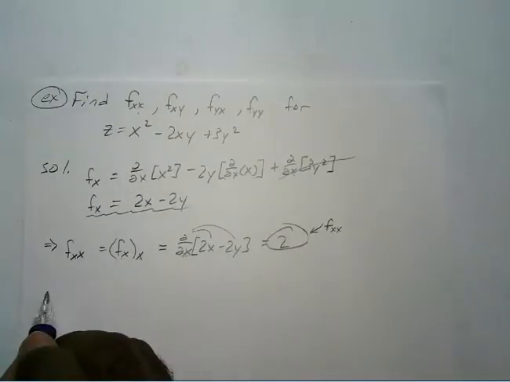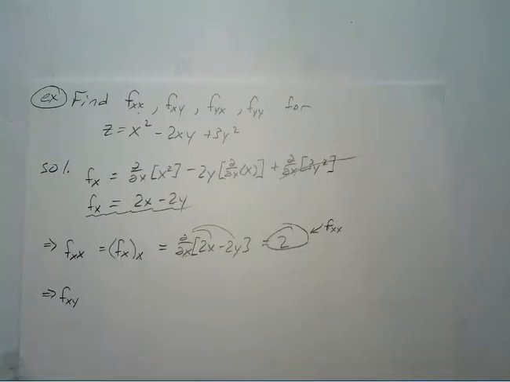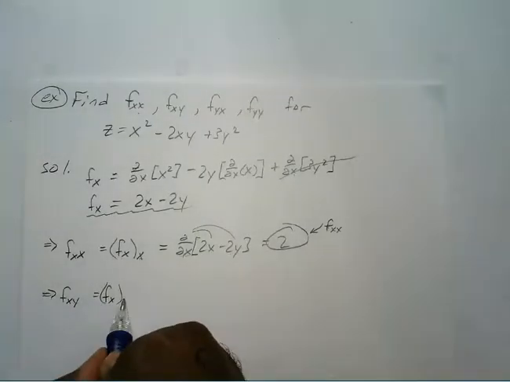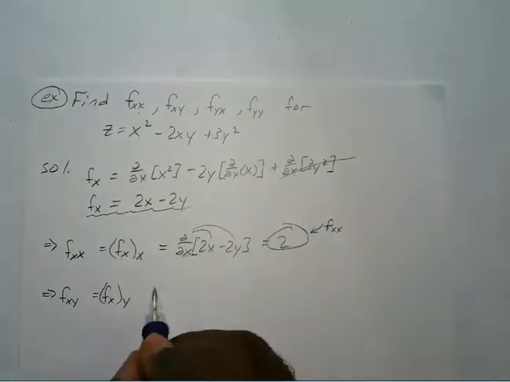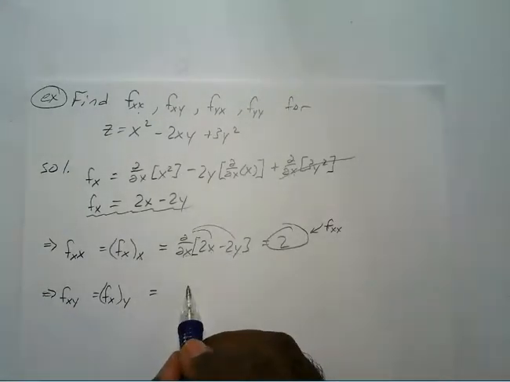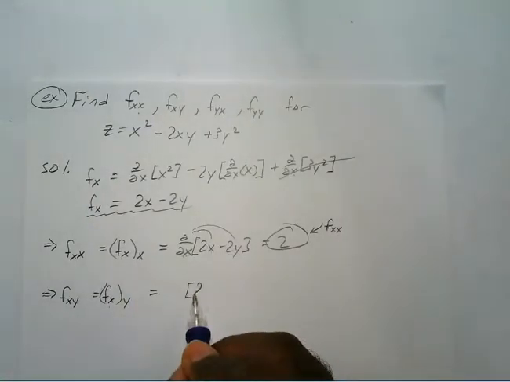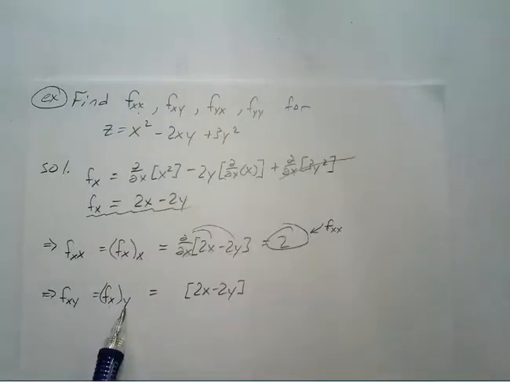Okay, so now we're going to find our partial of x, then y. And remember, that's just the partial of x, and then that with the partial of y. Okay, so that's just equal to the partial with respect to x, which is 2x minus 2y, then that with respect to y.